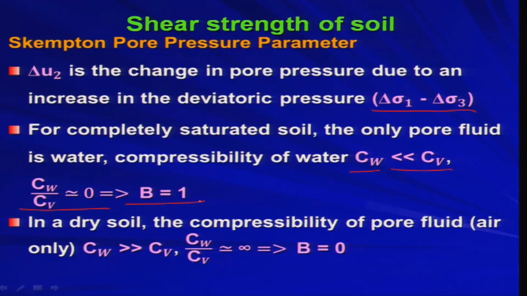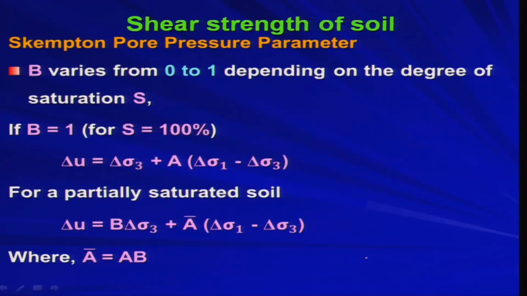In a dry soil, what is your pore fluid? Only air, there is no water. Air is highly compressible, so Cw is very much greater than Cv. If that is so, then Cw by Cv is infinite, a very high value, so B becomes 0. So B basically varies from 0 to 1 depending on the degree of saturation S.